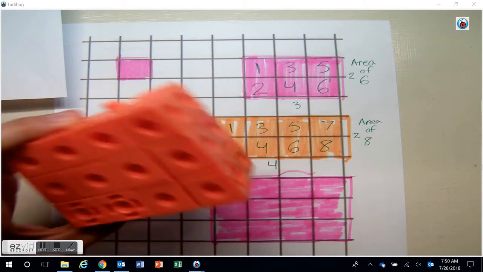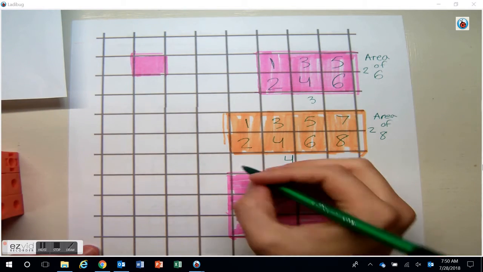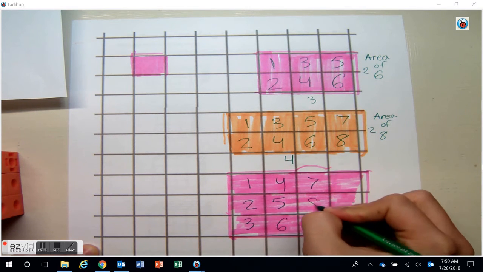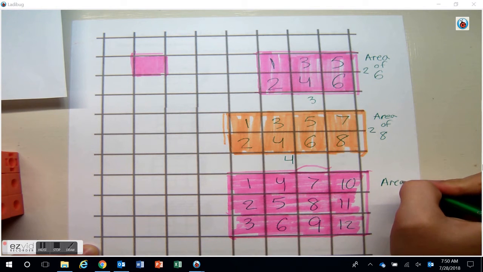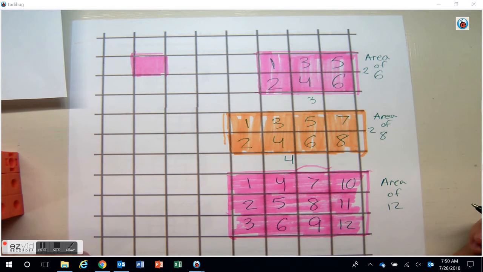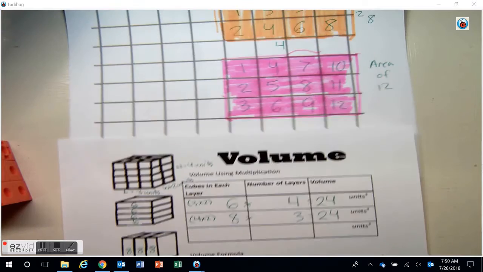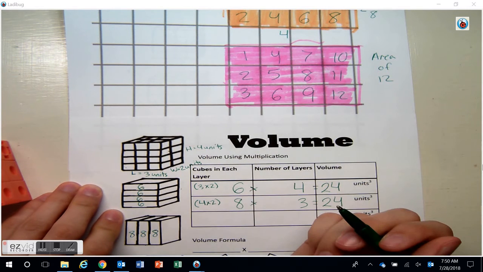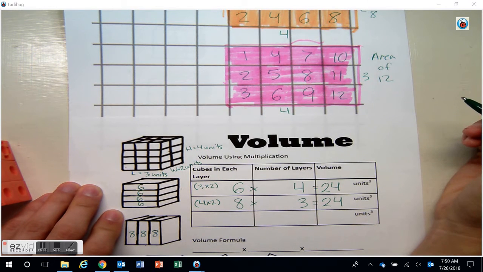Oops. And on this face, okay, I turned it, so sorry. On this face, I have 1, 2, 3, 4, 5, 6, 7, 8, 9, 10, 11, 12. I have an area of 12 square units.